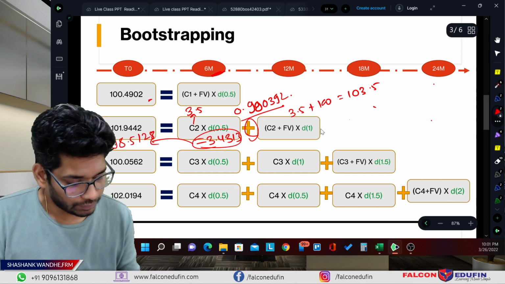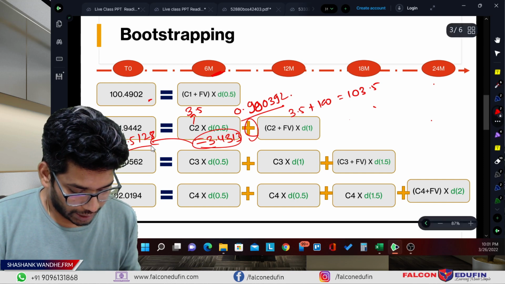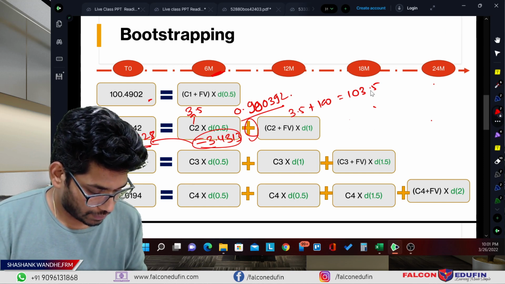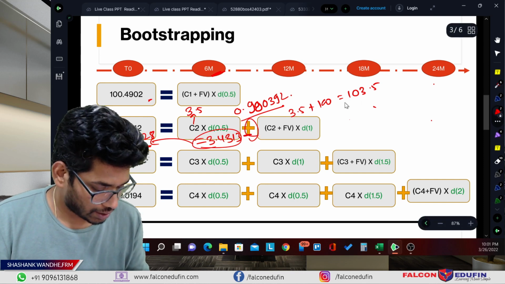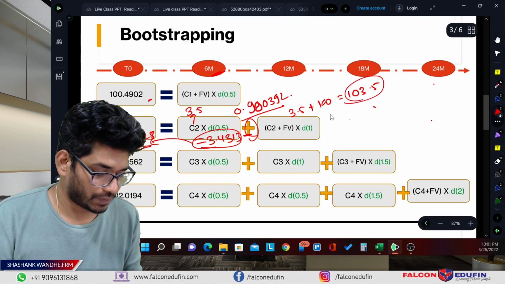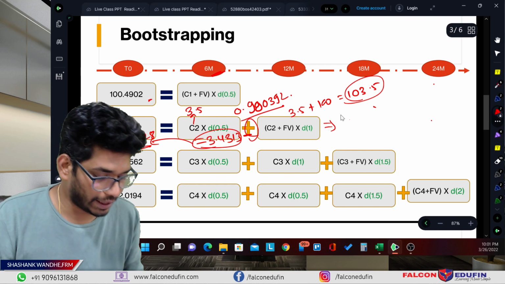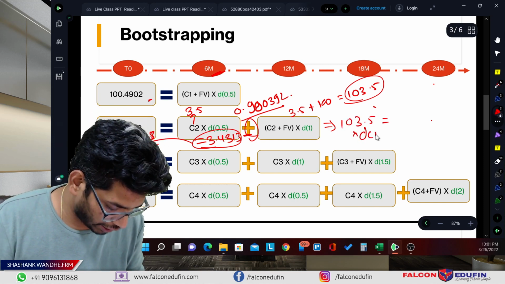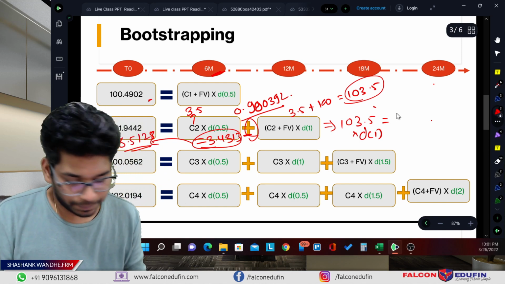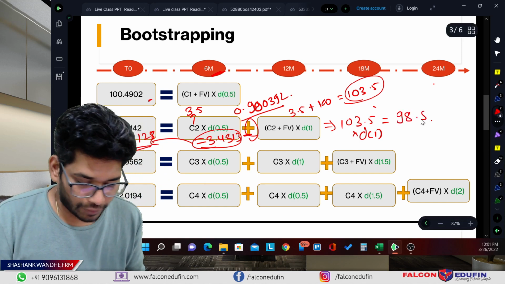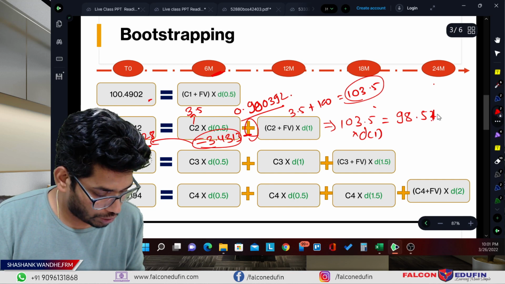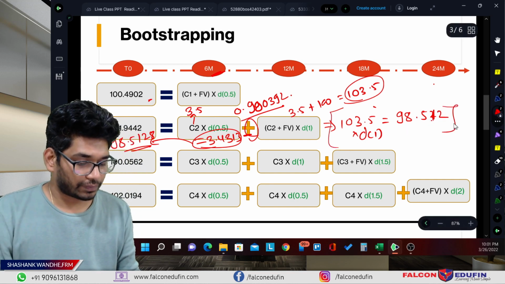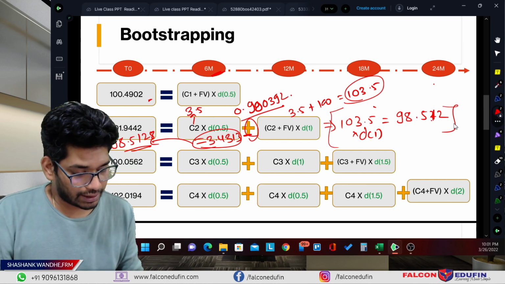98.5128. Okay, 98.5128, and then this is plus 103.5. So if you solve this, you will get 103.5 multiplied by D1 is equal to 98.512. Okay, so this is now solved term. Again, if you solve this, you will get D1.